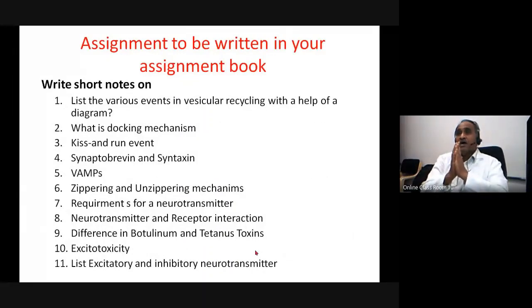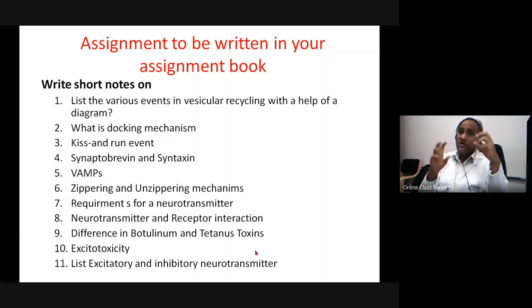Now, I stop here. In this lecture, I have mentioned the vesicular associated membrane proteins, how they work, how they move, and various concepts regarding that. Second, I have mentioned the neurotransmitters, the various neurotransmitters, the excitatory neurotransmitters. I have listed the inhibitory neurotransmitters, and then I have talked about how they produce their action.